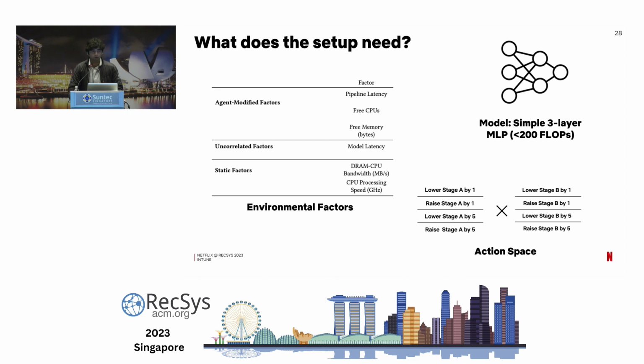It's about raising and lowering resource allocations for each stage of the pipeline. And our reward function is essentially just pipeline throughput normalized against resource utilization. The normalization is necessary to avoid it over-allocating resources and potentially leading to crashes.